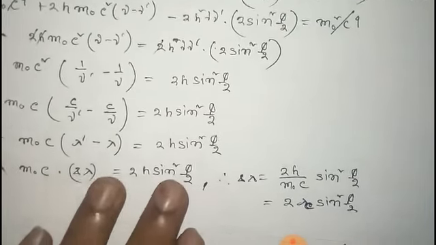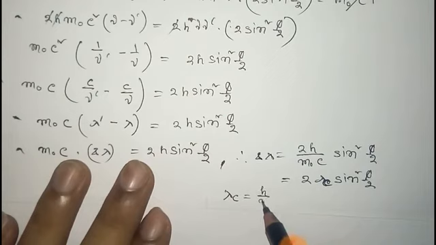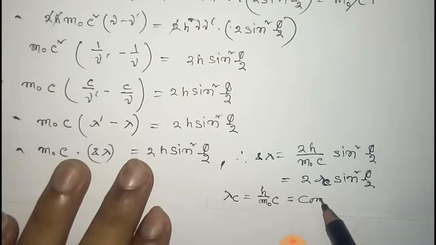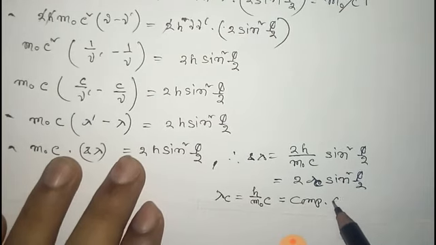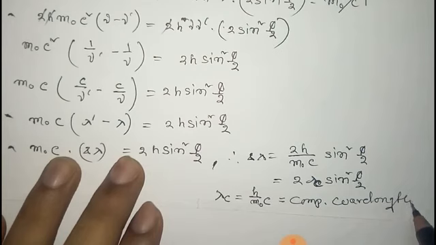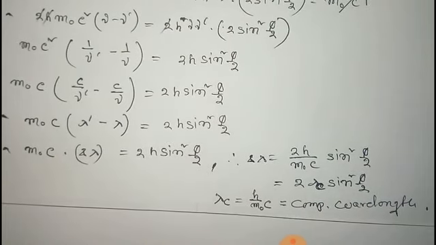This lambda c, that is h by m naught c, is called the universal constant of Compton shift, or Compton wavelength, that is lambda c equal to h by m naught c. Thus we get the expression of Compton shift, that is 2 lambda c sin square phi by 2.